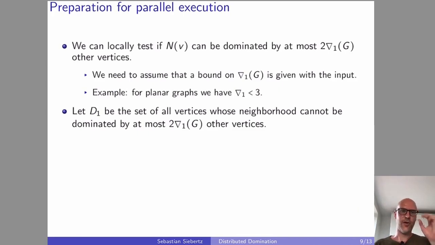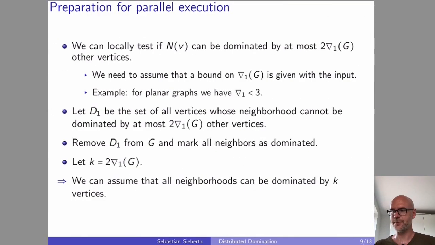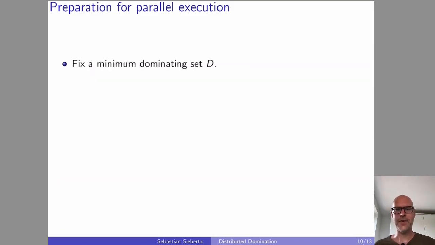So let us call D1 the set of all vertices whose neighborhood cannot be dominated by few other vertices. We simply remove D1 from the graph and we mark all the neighbors as dominated. And by the lemma, this set is small, so we are still within a constant factor of the optimum dominating set. And now let k equal 2 nabla 1 of the graph. In the following, we can hence assume that all the neighborhoods can be dominated by k vertices by this pre-processing step.